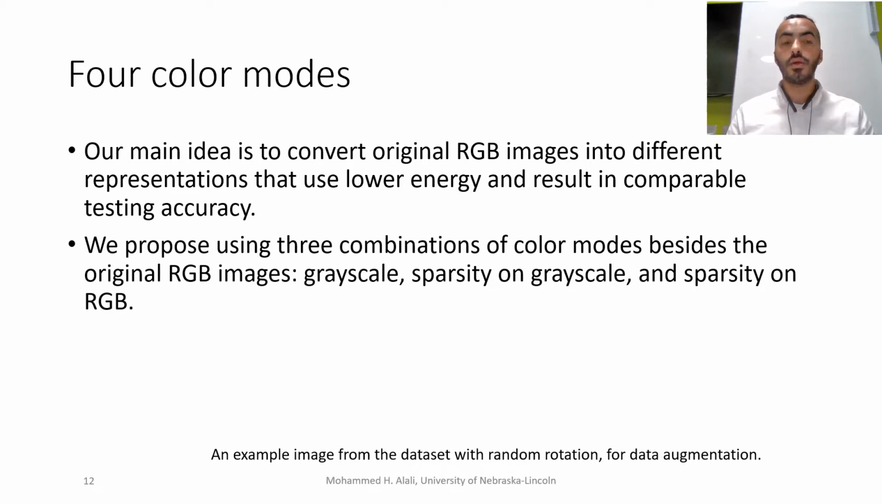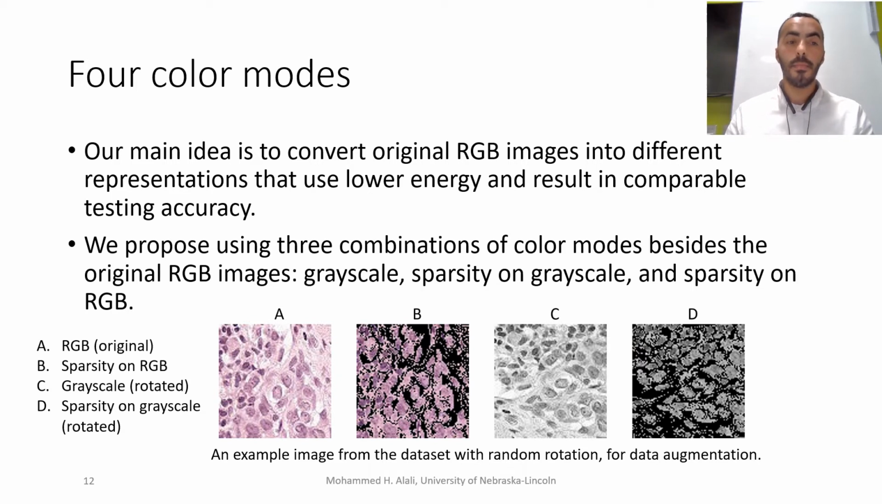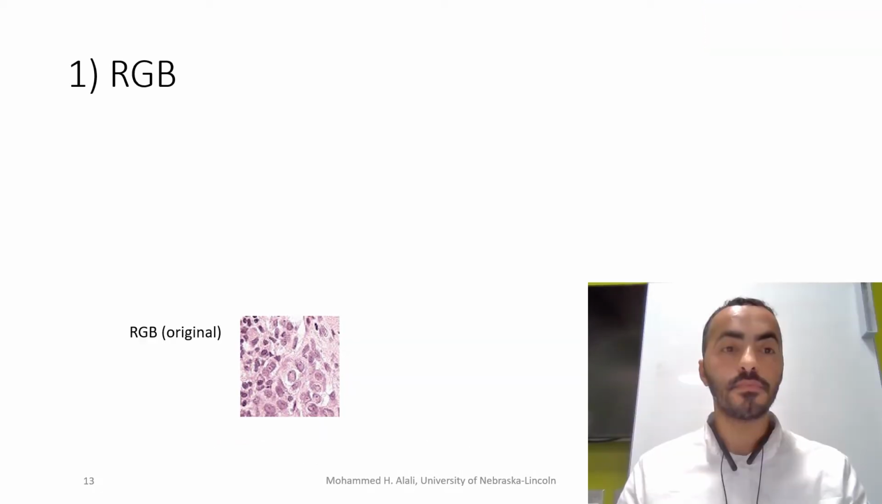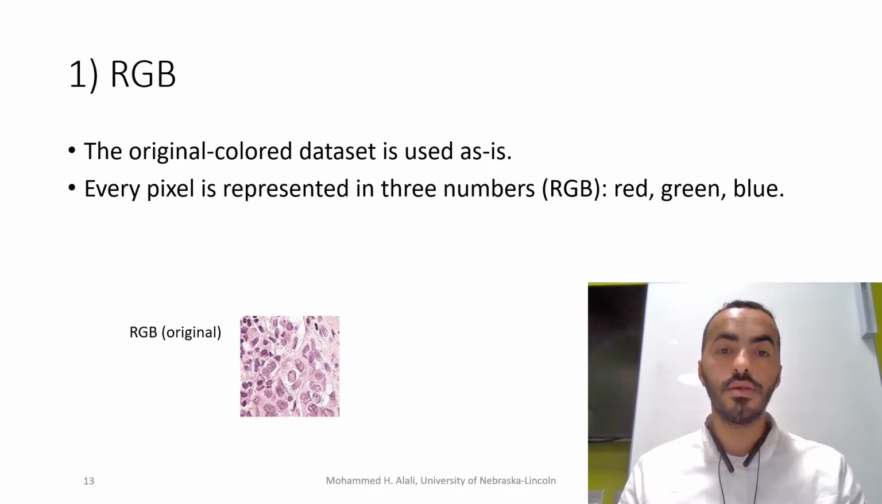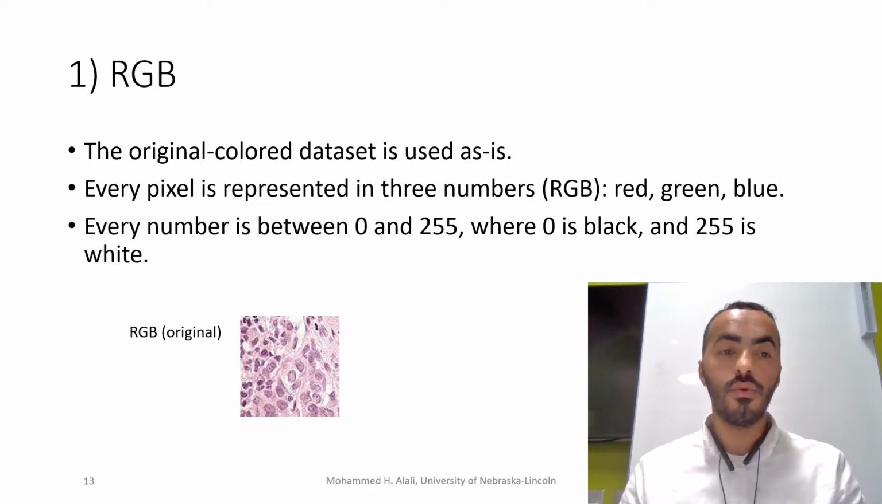We propose using 3 combinations of color modes besides the original RGB. We use grayscale, sparsity on grayscale, and sparsity on RGB as shown in these images, and I will explain them in detail. We use random rotation for data augmentation. The first color mode is RGB, which is the original color mode. We don't do anything. Every pixel is a number between 0 and 255, where 0 is black and 255 is white.